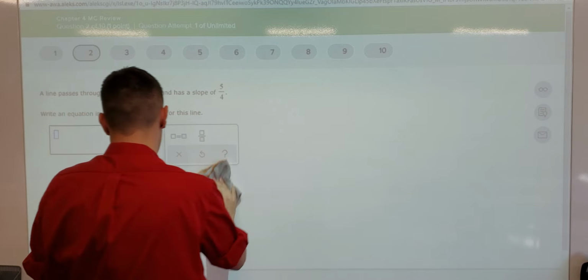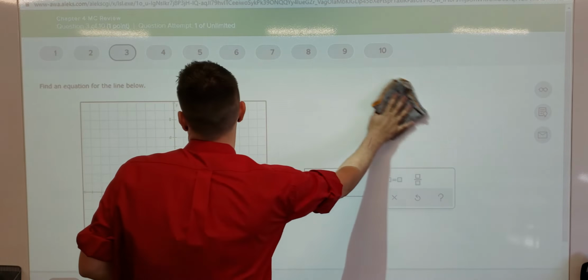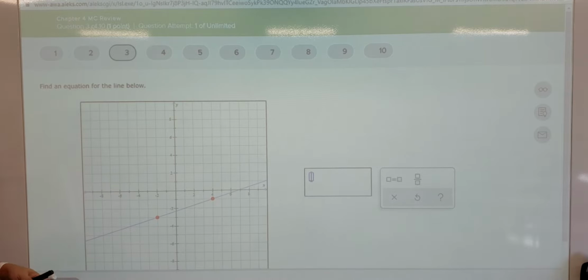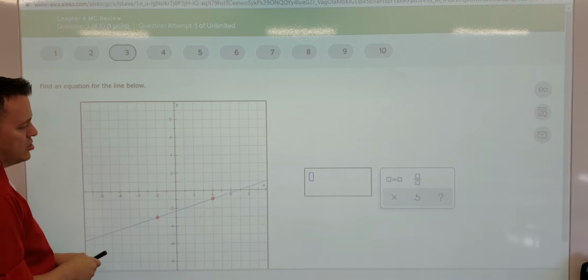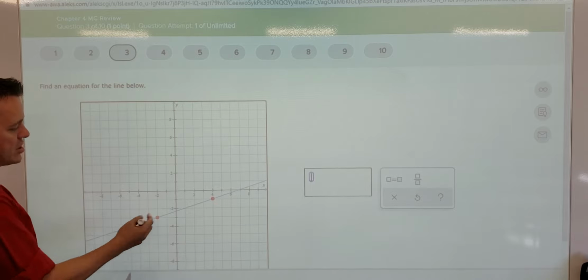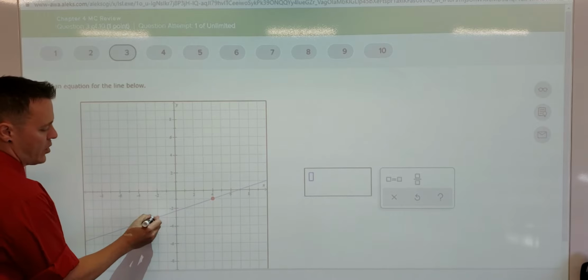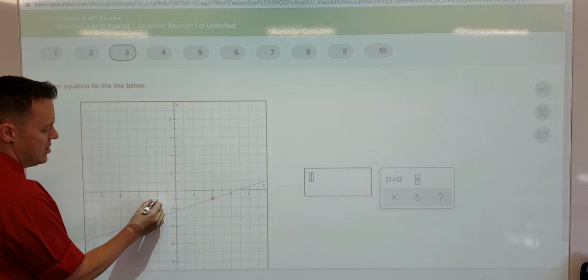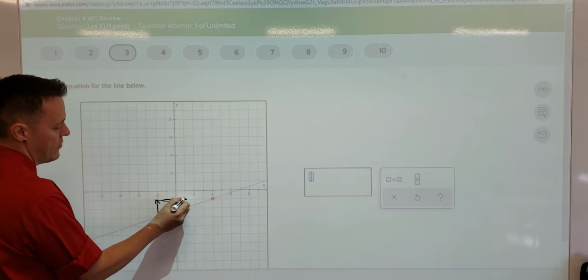Number 3 on here, as you're going through, find an equation for the line below. This equation is going to be pretty simple. It's going to be the point slope setup again. For some of you in here, you're struggling with trying to figure out what the slope is. So I need you to be able to read the slope of a graph. For example, we're going from this dot to this dot. In order to go up, we've got to go up to here, and then we would take a right-hand turn and follow along in the graph right here.